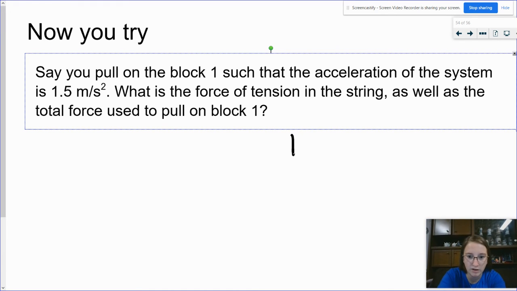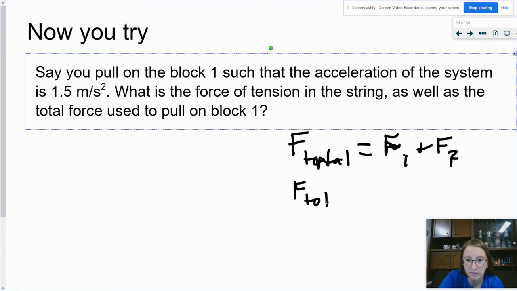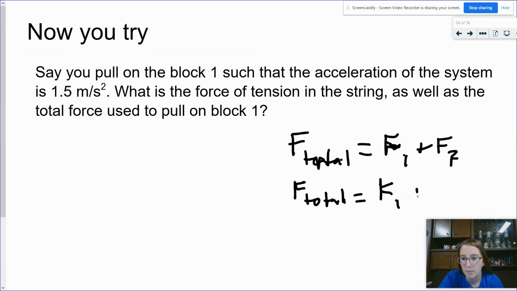So again, here's what we had. Force total equals force of block 1 plus force of block 2, which is the force of block 1 plus the force tension. The force tension is the force that block 2 is going to feel. So go ahead and try this one.